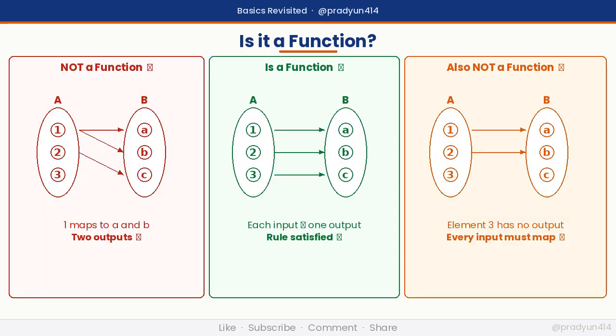How do we check if something is a function? Look at three cases. First, if element 1 maps to both a and b, that is not a function. Two outputs for one input. Second, if each input maps to exactly one output, it is a function. The rule is satisfied. Third, if element 3 has no output at all, that is also not a function. Every input must map somewhere.